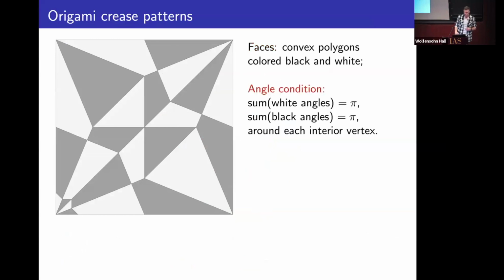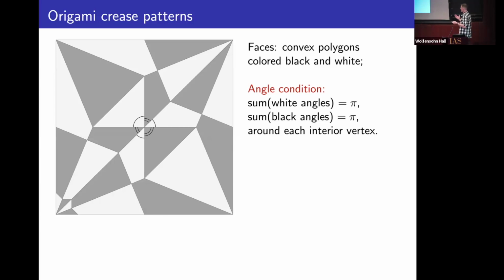And the main condition here is the angle condition. So at each interior vertex, there's a bunch of white and black faces around that vertex. And so the sum of white angles has to be equal to pi and has to be equal to the sum of black angles. Right, so you look at any other interior vertex, and you can check that the sum of white angles equals the sum of black angles.